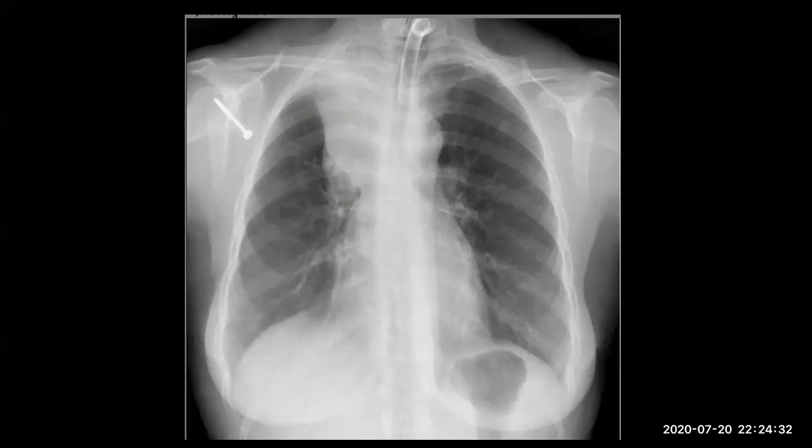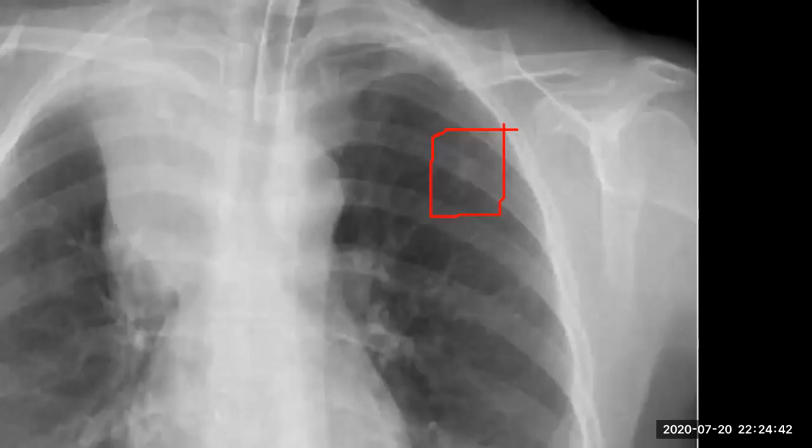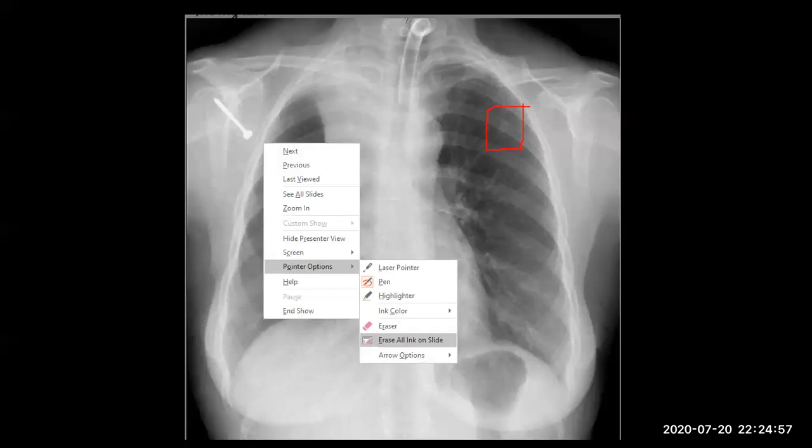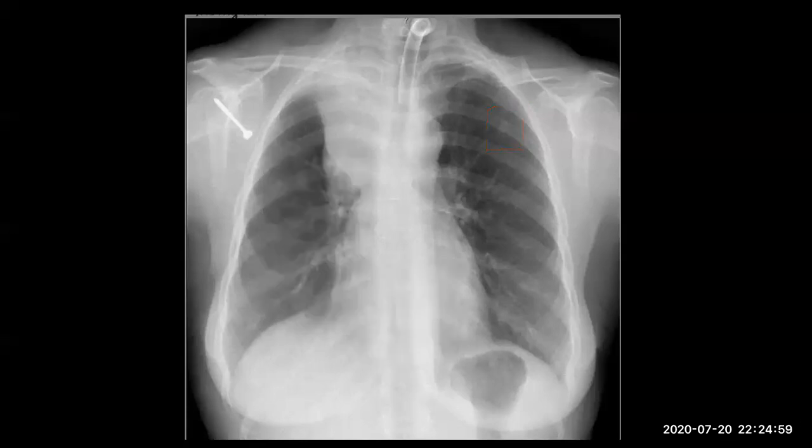Left upper zone, a small pulmonary nodule suggests secondary. Okay, very good. This is another small nodule overlying the rib, suggestive of secondary. Okay, very good. Any other things in this patient? Left clavicle, it is an old fracture.